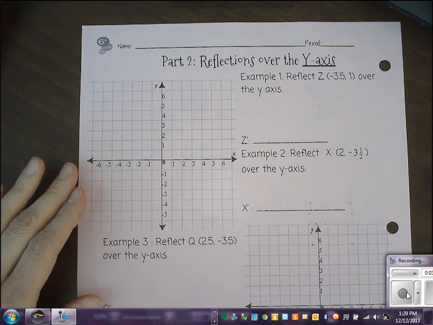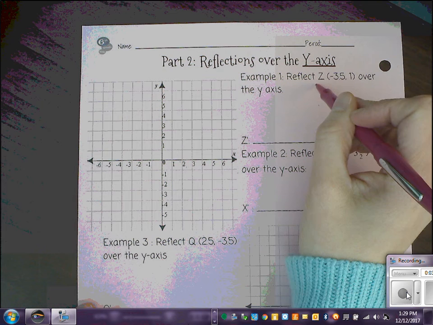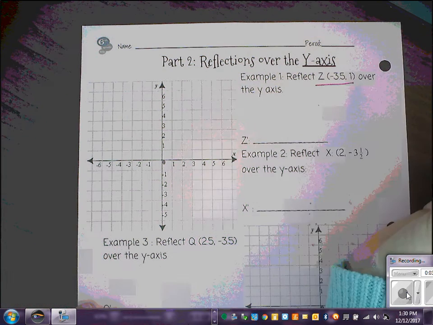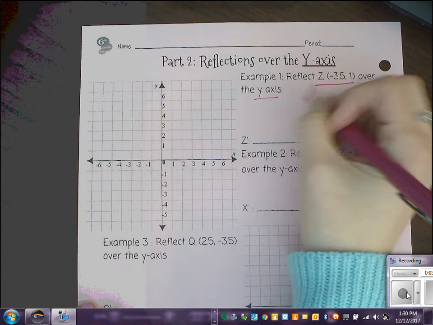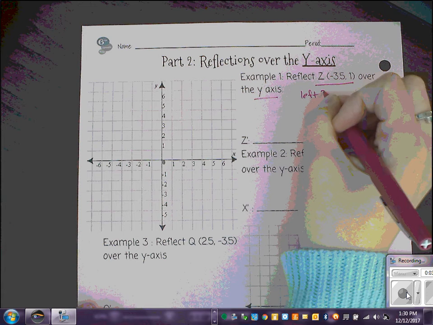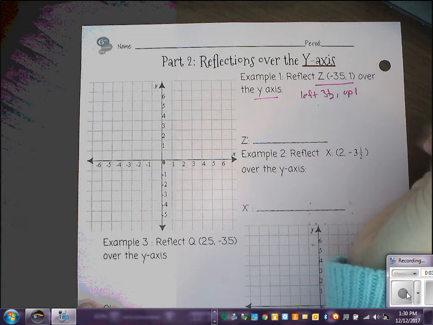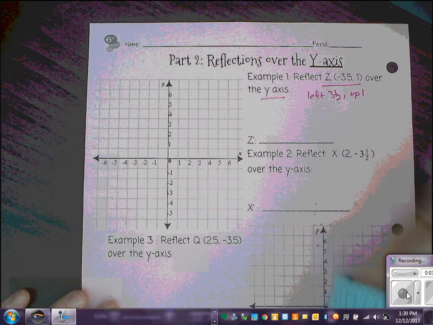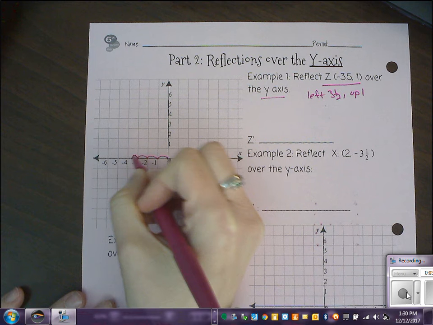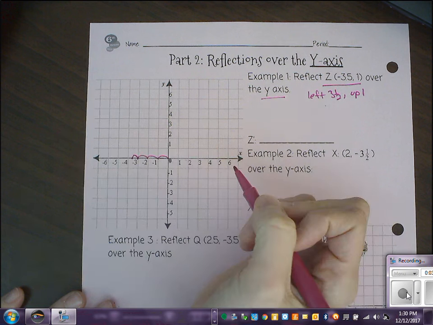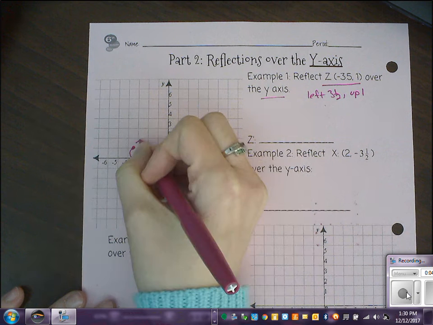So for example 1, we're going to reflect over the y-axis on the back here. We have reflect -3 5/10, 1 over the y-axis. So that means we're going to go to the left 3.5, and up 1. So let's graph Z first, please. 1, 2, 3.5 is between -3 and -4, and up 1. And we label that Z.